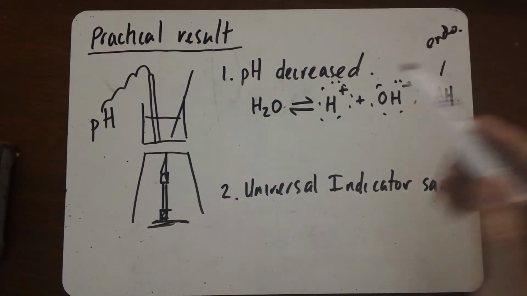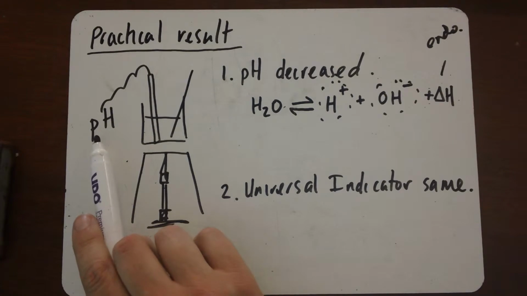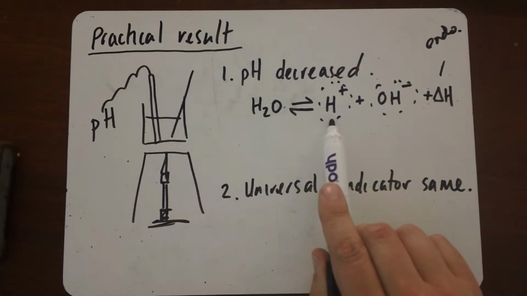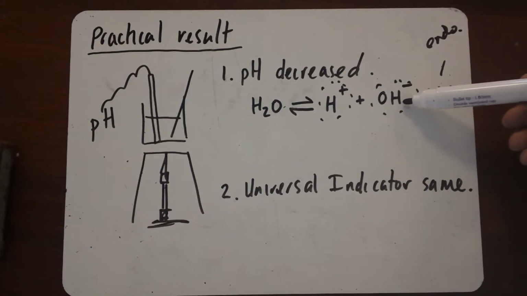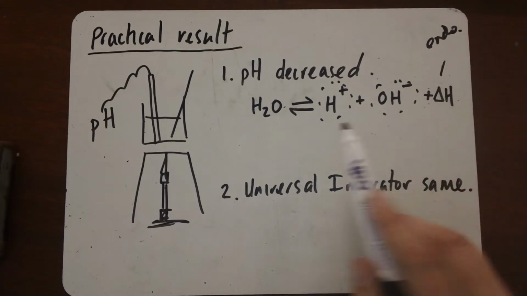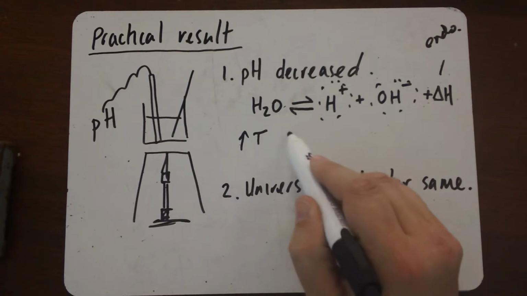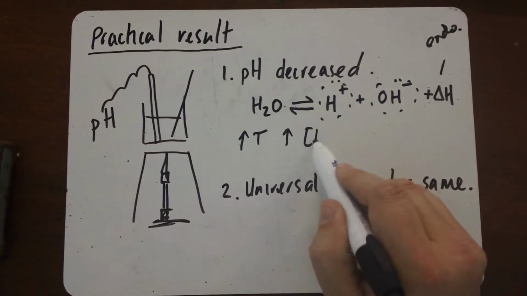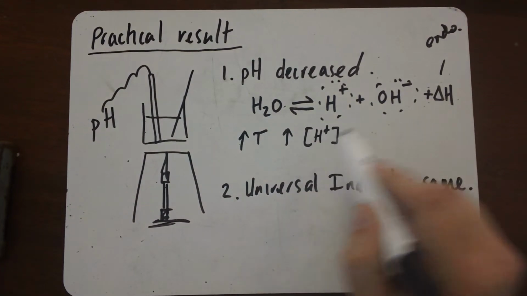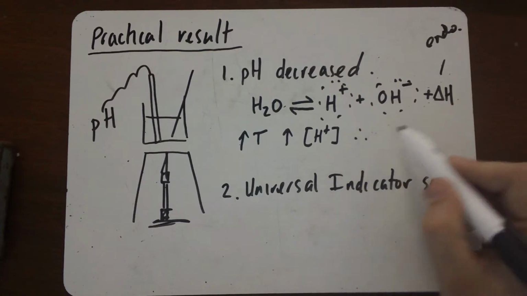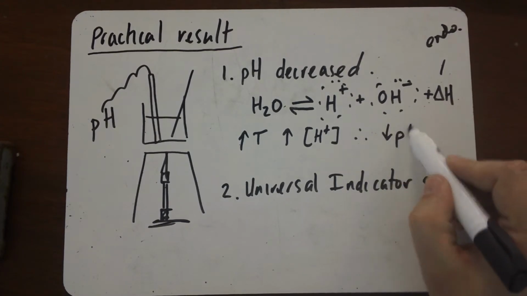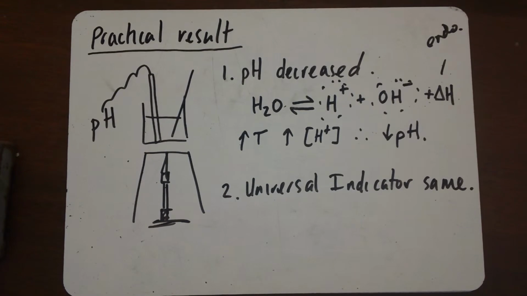Now the role of the pH meter is to pick up the number of these H pluses. It actually just ignores these OHs. So by increasing the temperature, we increase the concentration of H plus ions, and therefore we decrease the pH value.